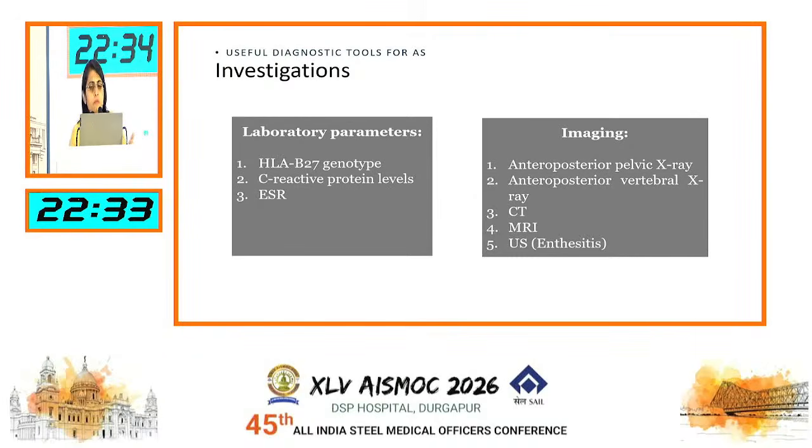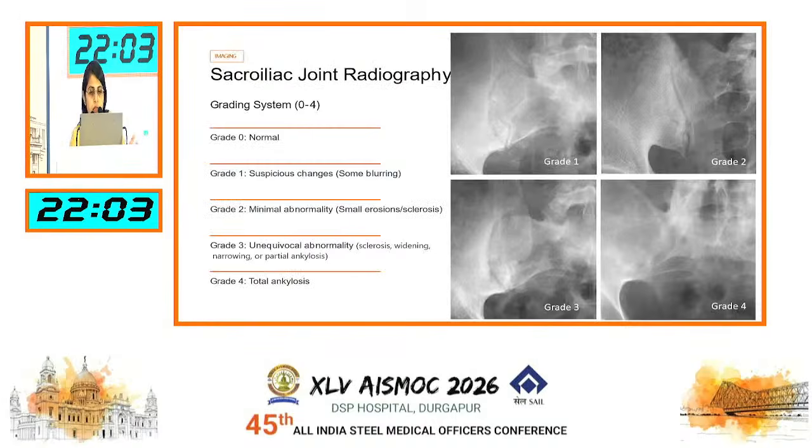Coming to the imaging parameters, first is an X-ray of the sacroiliac joint, a pelvic X-ray. First and foremost thing we need to see before suspecting a patient to have AS. Also a vertebral X-ray in advanced disease can reveal bamboo spine and syndesmophytes. MRI of the sacroiliac joint is very sensitive to pick up early disease. Apart from them, for late or advanced disease, CT scan of the pelvis can also be done. And for detecting enthesitis, like in the Achilles tendon, ultrasonography may also be an easy technique.